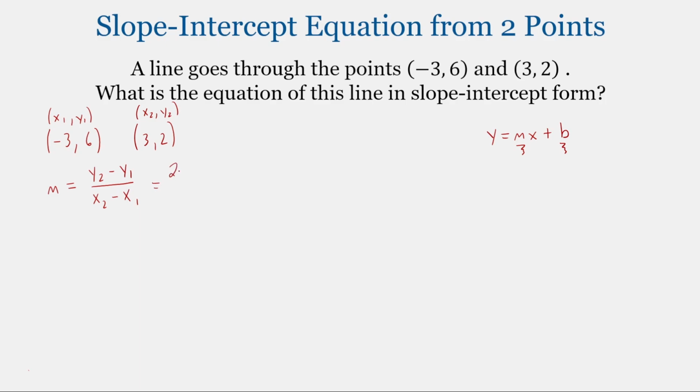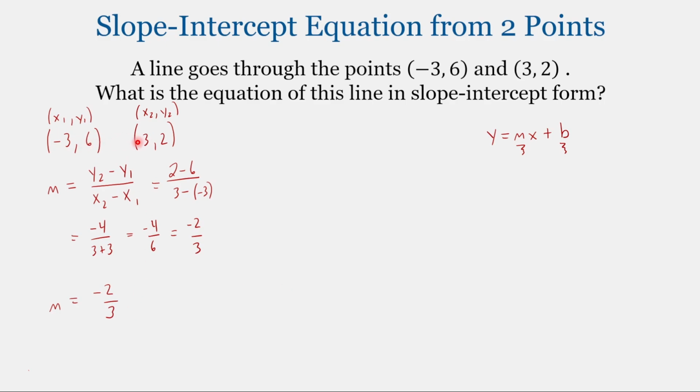This will give us 2 minus 6 all over 3 minus a negative 3. This is negative 4 all over 3 plus 3, which is negative 4 over 6. And we can simplify that down to negative 2/3. So the slope of this line is negative 2/3.